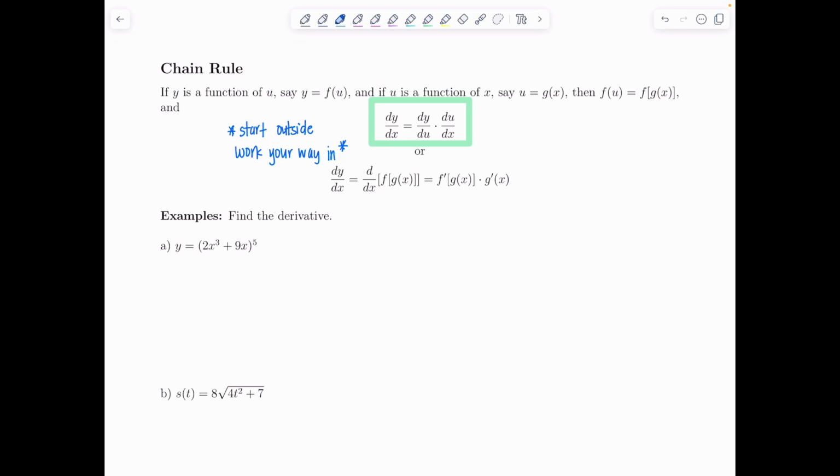In the beginning, it's going to be frustrating because you're going to have to stop and think really hard, like, what's the rule? What do I do next? How is this all coming together? And then you'll be surprised. After you've just done a good set of homework problems, it's going to come a lot more naturally. You will amaze yourself. Okay, so here we have y equals (2x cubed plus 9x) to the 5th.